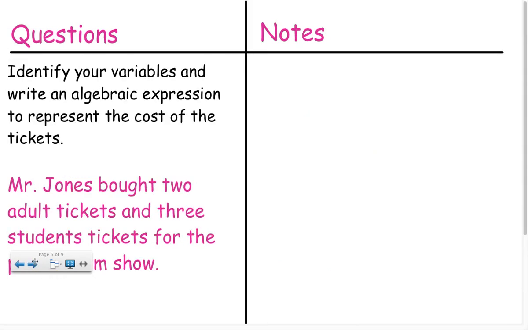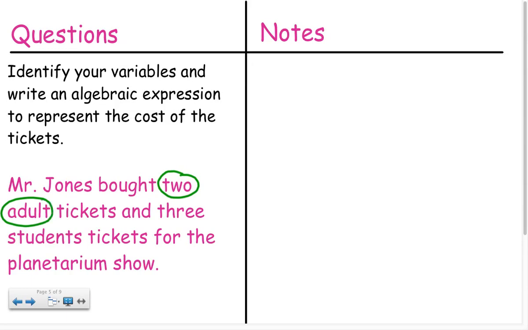Identify your variables and write an algebraic expression to represent the cost of the tickets. Mr. Jones bought 2 adult tickets and 3 students' tickets for the planetarium show. So first let's go through and write down what our important information is. He bought 2 tickets that were adult tickets. And then he also bought 3 tickets that were for students. And remember, we want to find the cost. So normally if we say the cost, it means that we need to add. So I'm going to put an adding sign over here to the right.